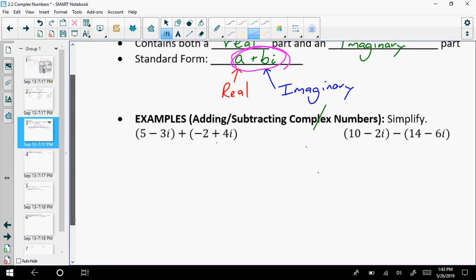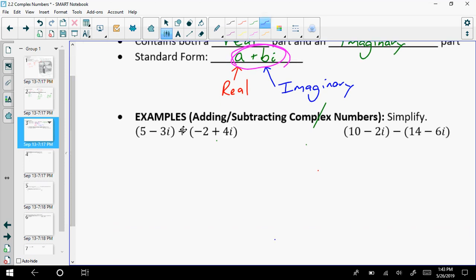So let's try simplifying. Pay attention to the operation between them. I want to add these two complex numbers together. Very easy to do. All you're going to do is, let's do the real numbers first. So 5 plus negative 2 would be 3.